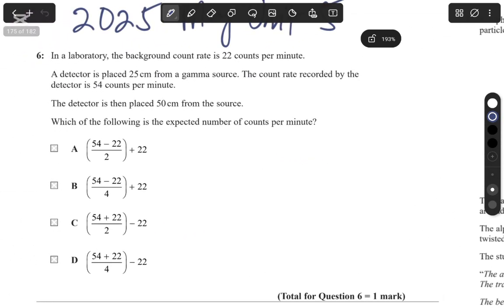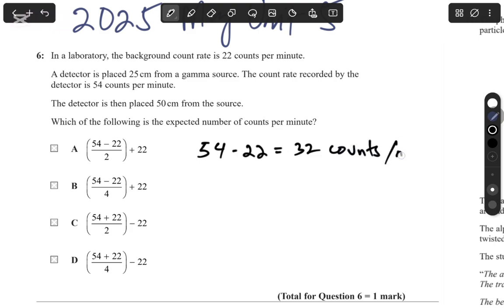It says in a lab the background count rate is 22 counts per minute. A detector is placed 25 centimeter from the gamma source. The count rate recorded by the detector is 45 counts per minute. The detector is then placed 50 centimeter from the source. So right off the bat, I'm going to subtract the background, because the detector detects both the count rate from the source plus the background count rate. So I want to find what the source is giving me. I don't want the source plus the background count rate. So I'm going to do 54 minus whatever is coming from the background. That's going to give me 32 counts per minute.